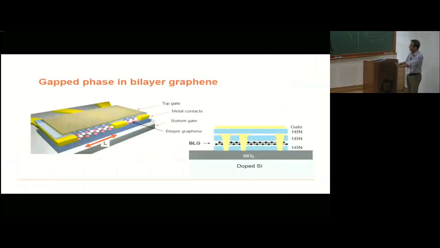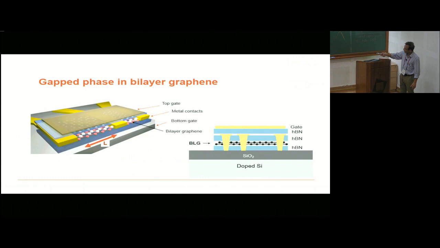I'm not going into details of the experiment, but this is roughly how it looks. You have a bilayer graphene, then you put electrical contacts, and then there are two insulators. One insulator is on top, the other insulator is at the bottom, and there are two gates, one on top, called the top gate, and one at the bottom, called the bottom gate, of course. We can apply an electric field across these two gates to make the bilayer graphene insulating in nature. That opens a band gap in the quasi-particle energy spectrum.